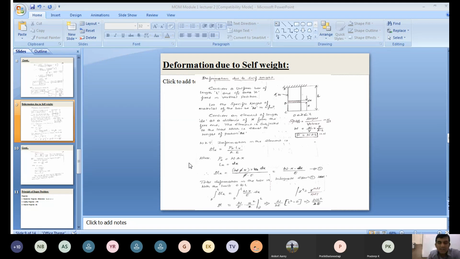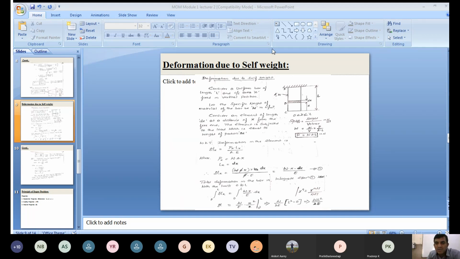Now what is the length of the element? Length of the element is dx, not d suffix x, dx. Now substitute these two values into the above equation. P suffix x is nothing but W into A into x, length of the element is dx, divided by area into E. Now area gets cancelled. Finally you get W into x into dx by E. Now this is the deformation for a small element.